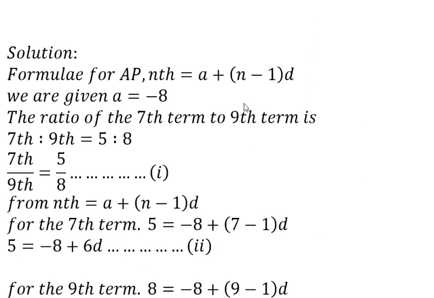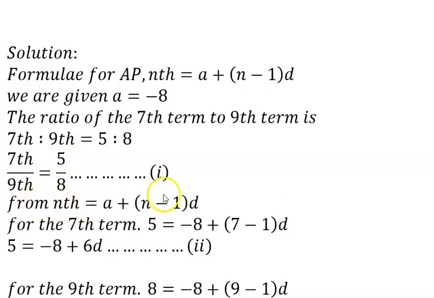So, the same process. Our nth term is a plus n minus 1, close the bracket, d, where a is our first term, n is the number of terms, d is the what? Common difference. We are given our a this time around to be minus 8. Now they say the ratio, don't forget, the ratio is in this form. It's just like we are dividing. So 7th ratio 9th equals 5:8. So let's just put it in this form: 7th divided by 9th, then we have 5 divided by 8. Let's call this one equation 1. So let's work with what we have up here, then we work with what we have down here. Then we just divide it. And we are home and dry.